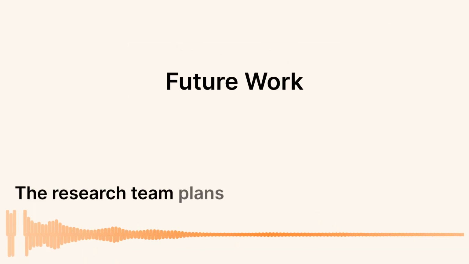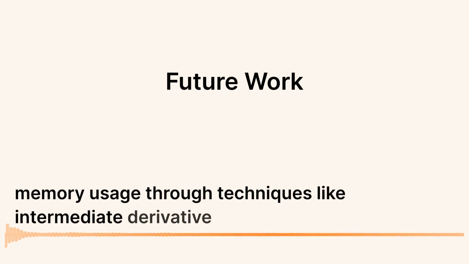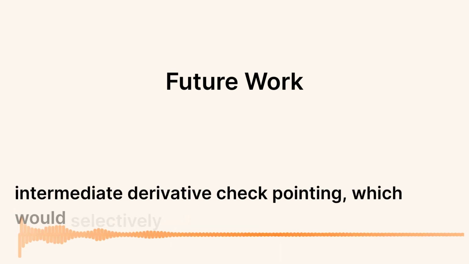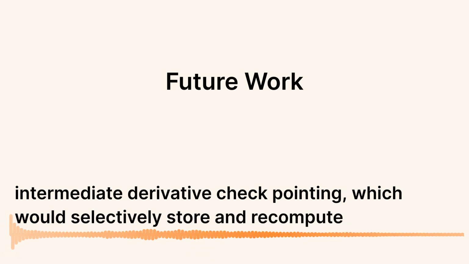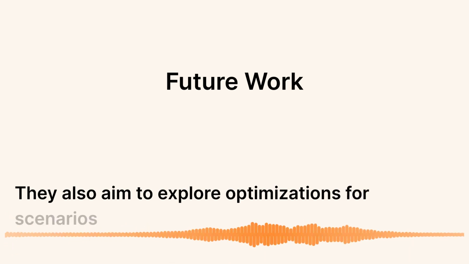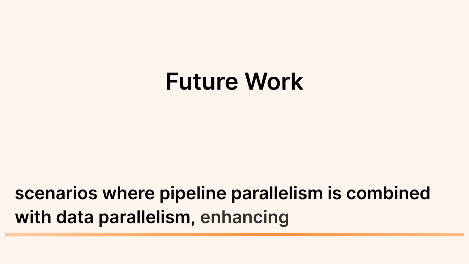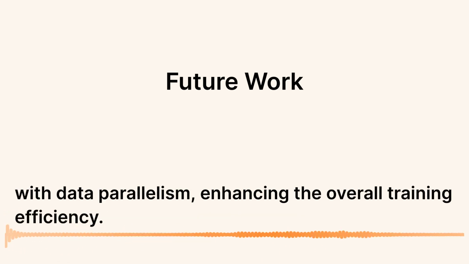The research team plans to mitigate the increased memory usage through techniques like intermediate derivative checkpointing, which would selectively store and recompute intermediate derivatives. They also aim to explore optimizations for scenarios where pipeline parallelism is combined with data parallelism, enhancing the overall training efficiency.